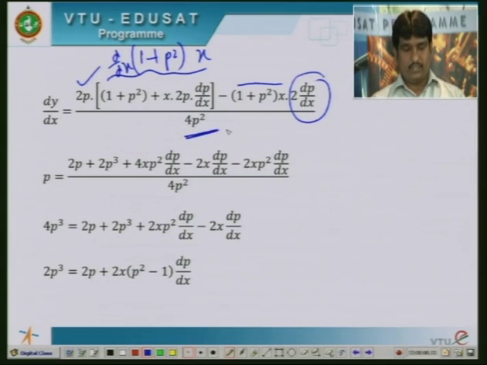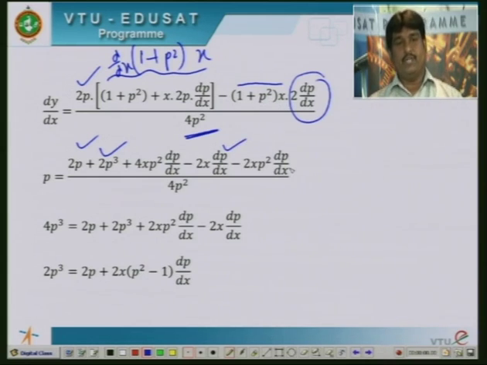Now you simplify this, multiply 2p into 1 to get 2p plus 2p cube, multiply 2p into the third term, which makes it 4x p square into dp by dx, minus, you simplify this, 2x into 1 is 2x, 2x into dp by dx, minus 2x p square into dp by dx, divided by 4p square. Multiply throughout by 4p square to get 4p cube equals 2p plus 2p cube.